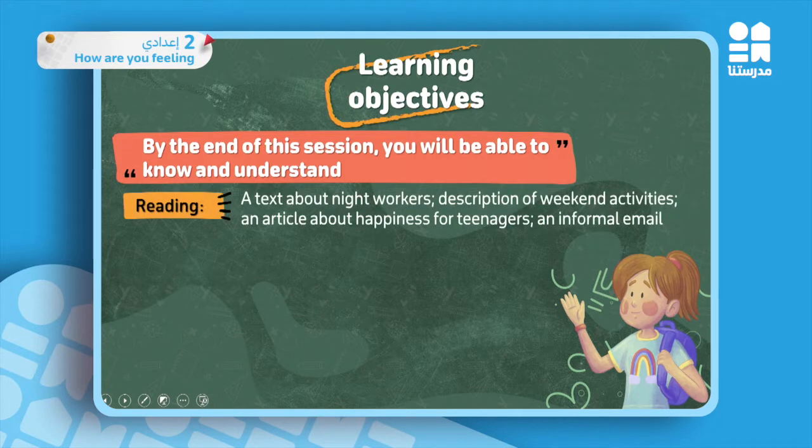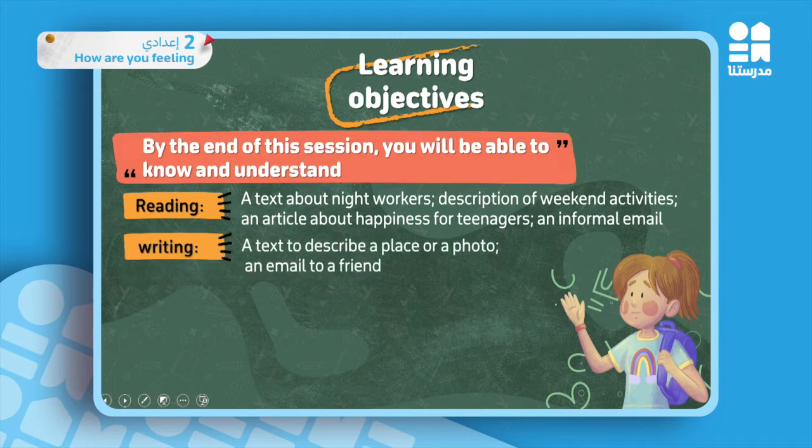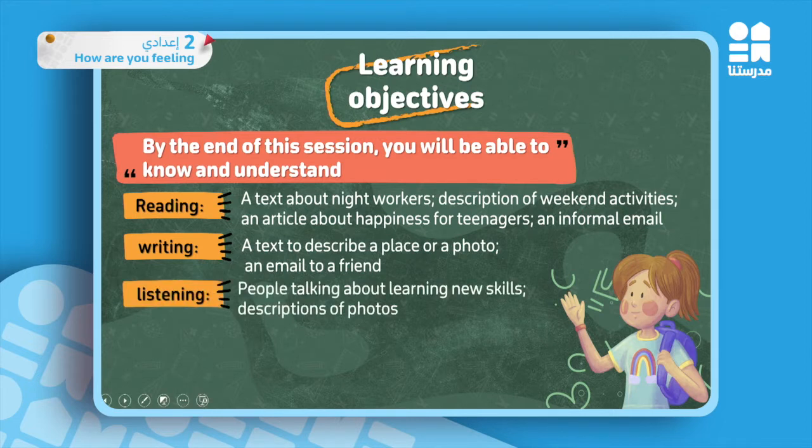Okay. By the end of this session, guys, you will be able to understand and know the following. For reading, we will learn how to read a text about night workers, description of weekend activities, and an article about happiness for teenagers, and also an informal email. Also, for writing, we will learn how to write a text and how to describe a place or a photo, and also we will read some samples of an email to a friend. Then, for listening, you will learn also how people talk about learning new skills and description of photos.